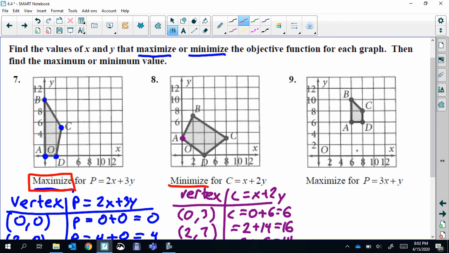This would be the same sort of setup. I'm going to leave it for you to do on your own. Just get our 4 vertices, plug them in, and then choose the largest one, that is your maximum.